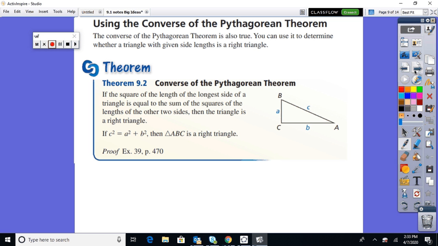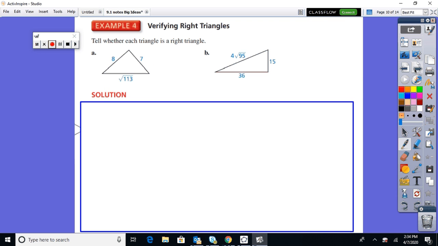Cool thing about Pythagorean theorem, this theorem is going to allow us to not only find missing sides of right triangles, we can tell what type of triangle we're dealing with. So the converse, or the flip of the Pythagorean theorem, says, what if I give you 3 numbers? You should be able to put them into Pythagorean's theorem and tell whether or not you have a right triangle. So if it satisfies Pythagorean's theorem, then you have a right triangle. So let's take a look at example 4. Tell whether each triangle is a right triangle.